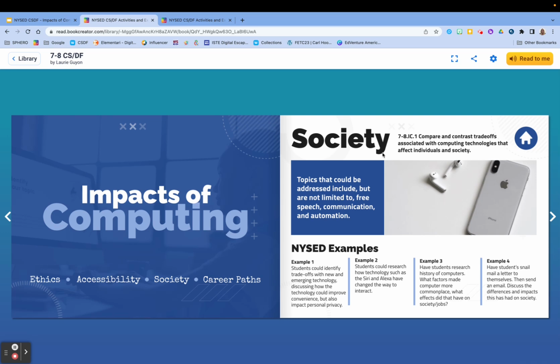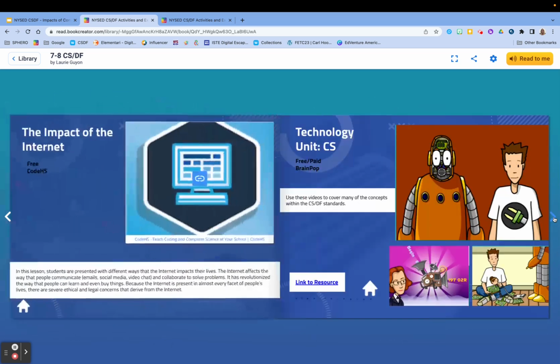The first standard is to compare and contrast the trade-offs associated with computing technologies that affect individuals and societies. So here we're thinking about free speech, communication, automation. You can have your students research technology and how it is impacting different societies. You can talk about the difference between mailing a letter or sending an email, something along those lines.